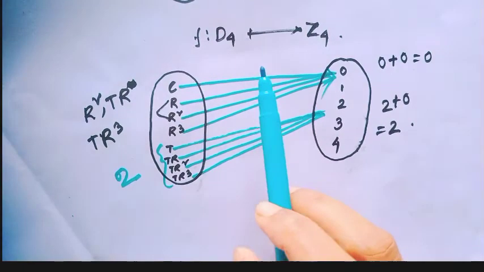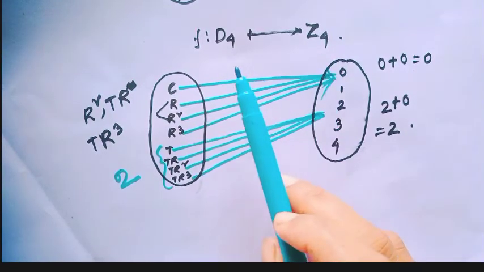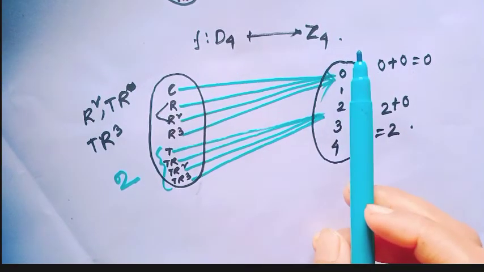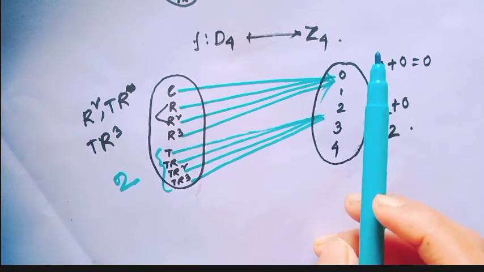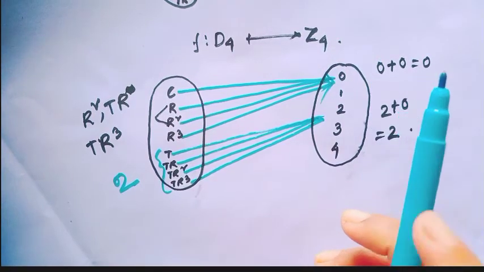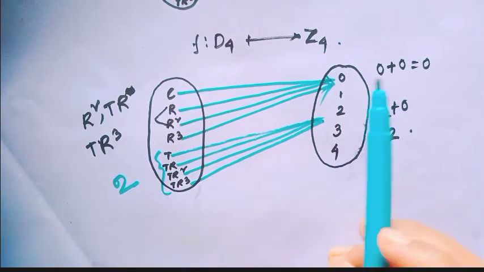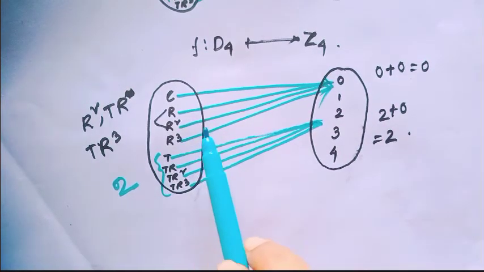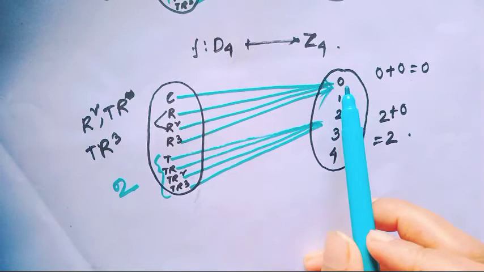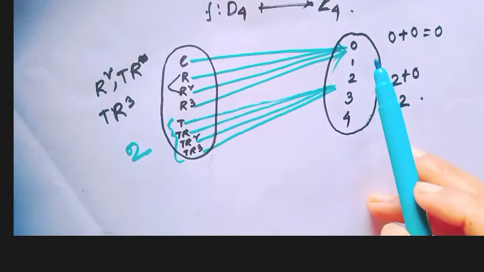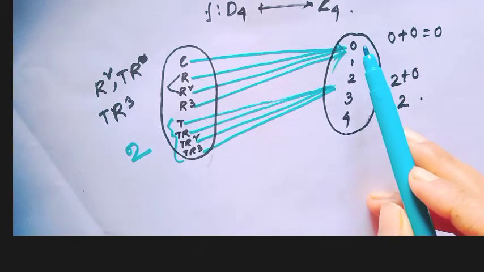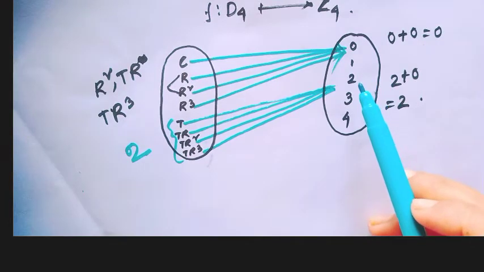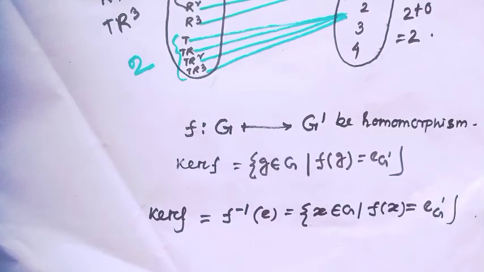Because here the orders differ. The order of D4 is 8 and the order of Z4 is 4. Okay? And also this map is not one-to-one, because here more than one element hits the identity. This map is also not onto, because here the image is only 0 and 2. Are you getting? Now let's see another notion of homomorphism, the kernel of a homomorphism.